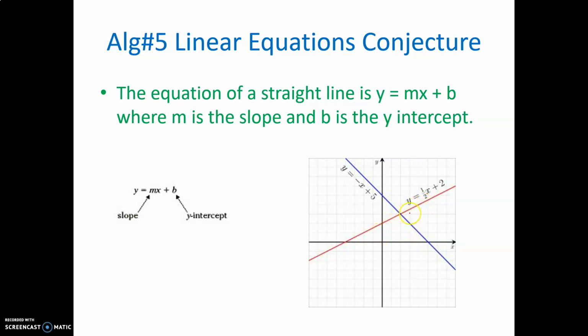So this red one has a y-intercept of 2, and then it goes up 1 and over 2. So that's the red equation. And then the blue one has a y-intercept of 5, 1, 2, 3, 4, 5. And the slope is negative 1 over 1. So I go down 1 over 1. So that would be the blue line.